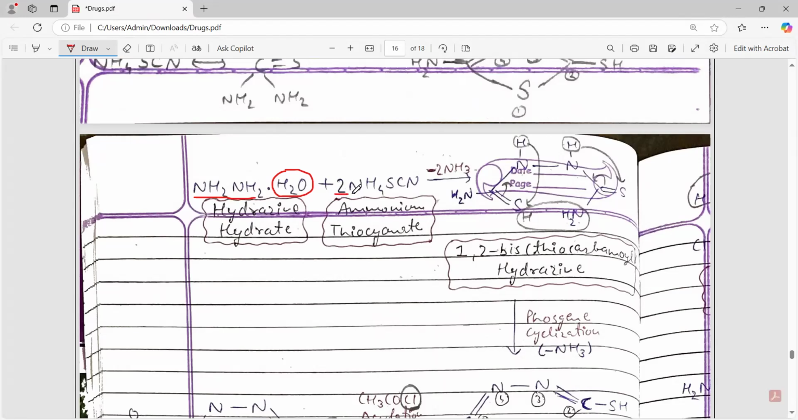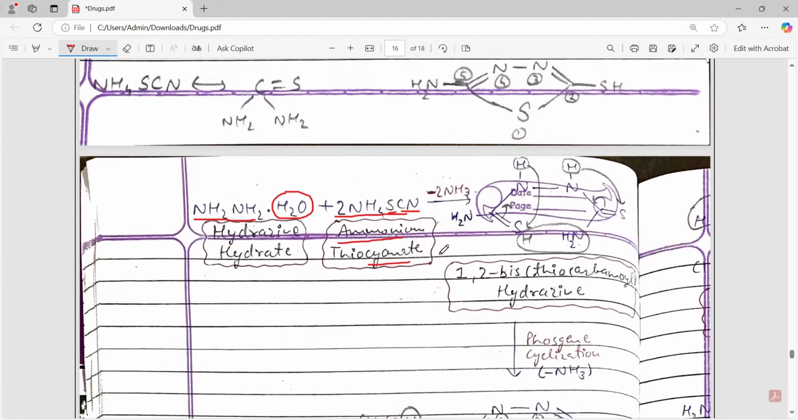It reacts with 2 moles of NH4SCN, ammonium thiocyanate. Thio means sulfur and cyanate means CN; ammonium is NH4. So hydrazine hydrate reacts with 2 moles of ammonium thiocyanate with the removal of 2 moles of ammonia, and we will get 1,2-bis thiocarbonyl hydrazine. So how will it react? We will just discuss.